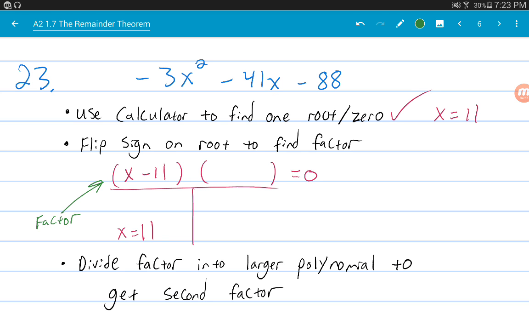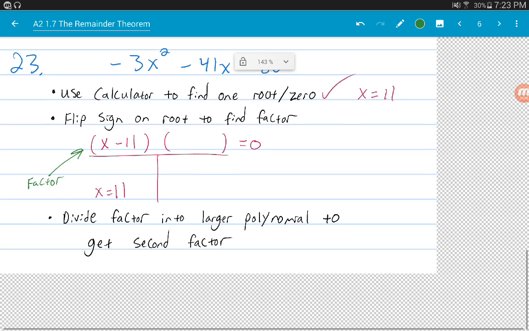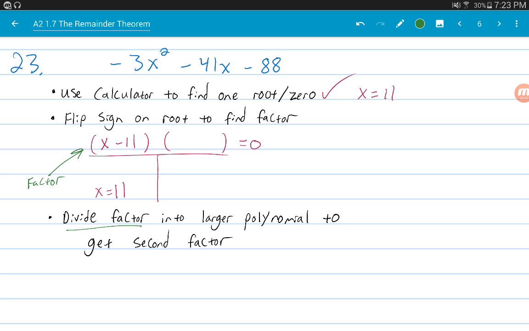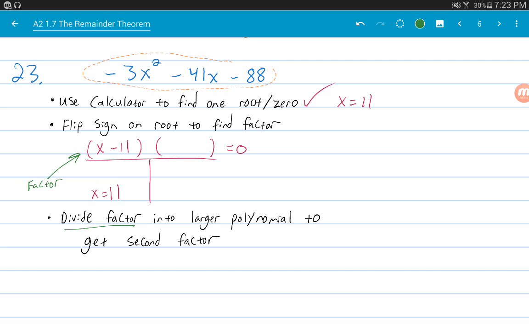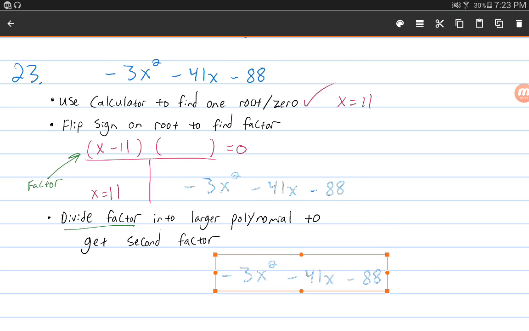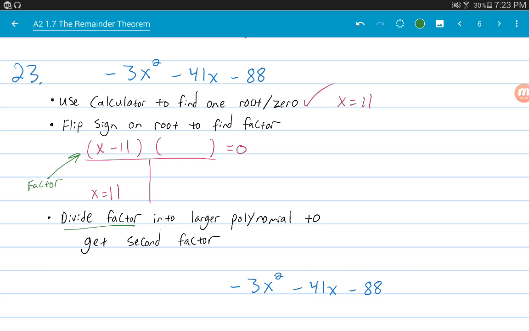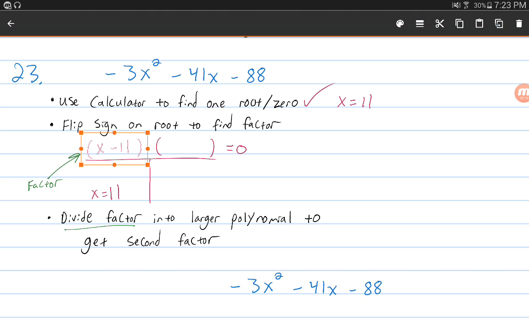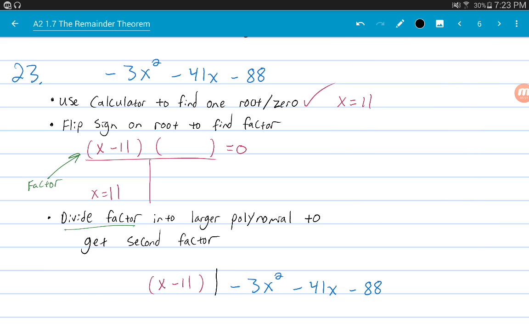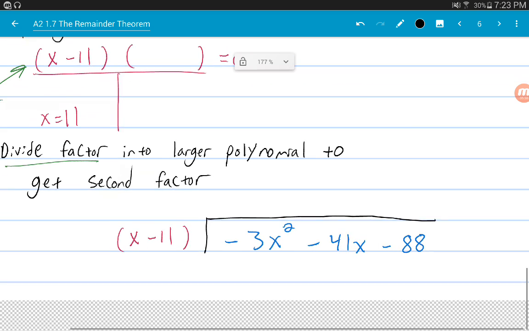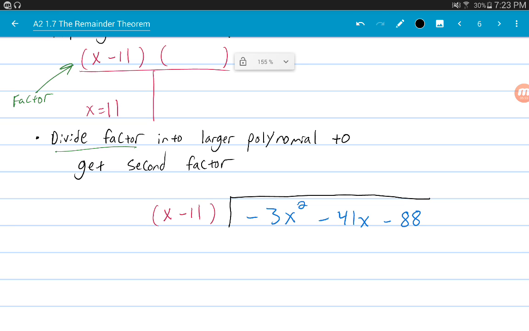And what factors do, they divide in evenly. So I'm going to divide the factor into the larger polynomial. I'm going to take this one right up here, copy it down so I can do a little division. And I'm going to take this one right here, and I'm going to copy that too. And I'm going to do some division. Now we know how to do division. We've done this plenty of times. There are plenty of videos on that, so I'm going to do this briskly.